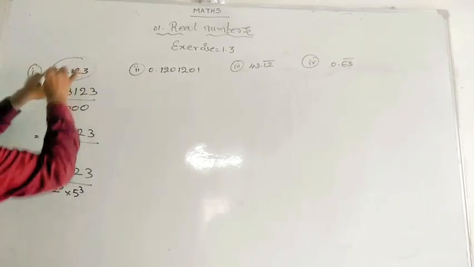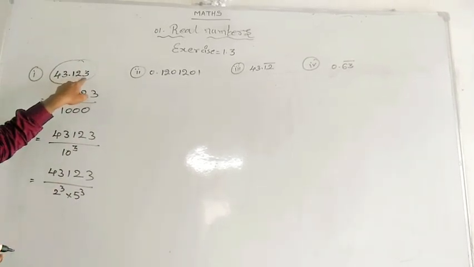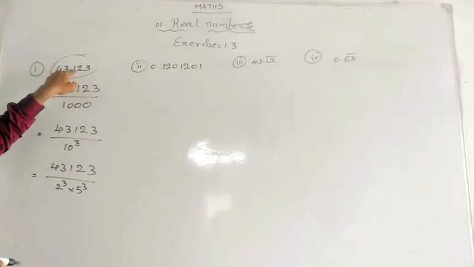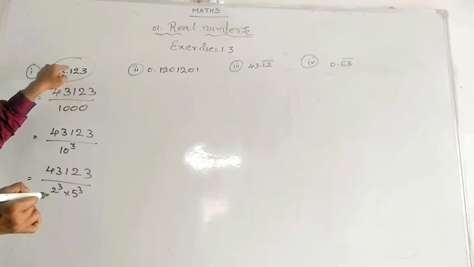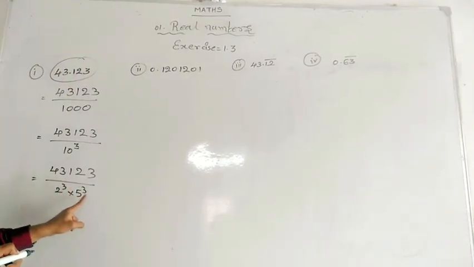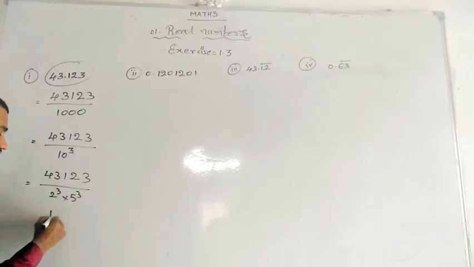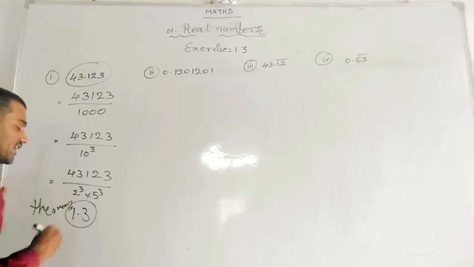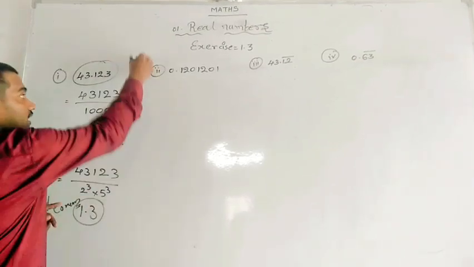Here it is a terminating decimal number because the number of decimal digits is countable. If you express this terminating decimal number in the form of p by q, the prime factorization of q is definitely in the form of 2 to the power of n into 5 to the power of m. This is what theorem 1.3 tells us. I told you at the beginning of this exercise about that theorem.